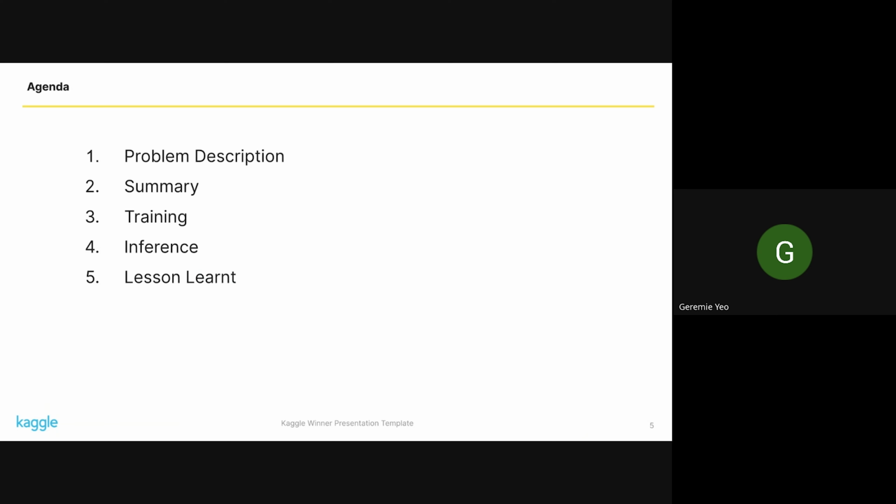There are 5 parts in our presentation: mainly the problem description, solution summary, training, inference, and finally our lessons learned from this competition.